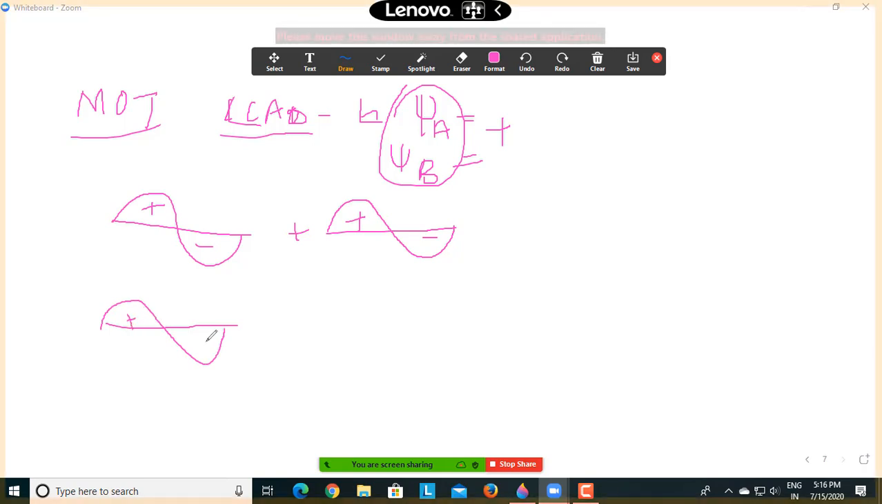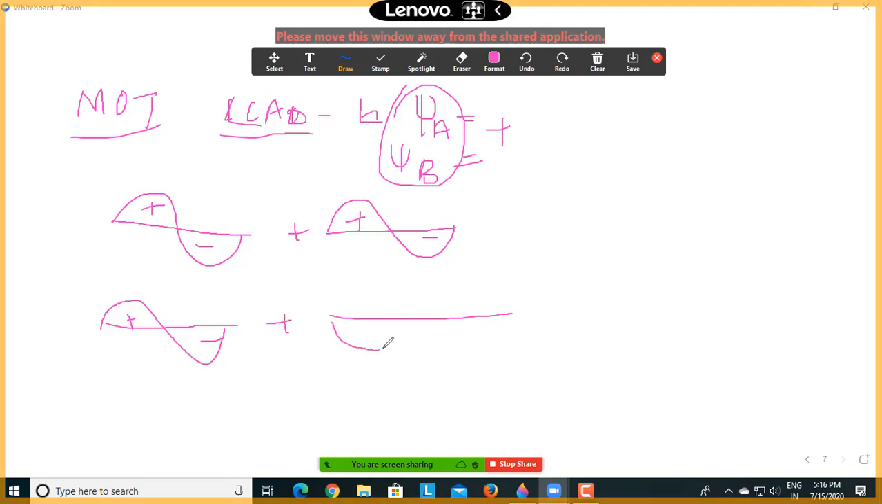This is plus, this is minus, but this is minus and this is plus. So one electron wave is going up, but at the same time the other is going down. When it is going down, at the same time the other is going up. So these two electron waves can mix.